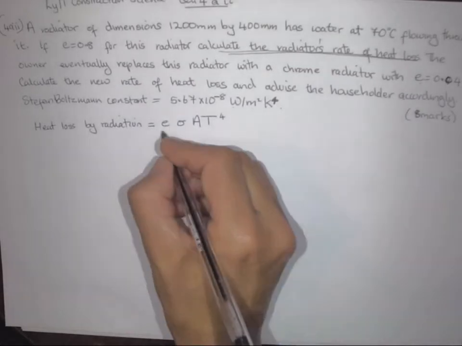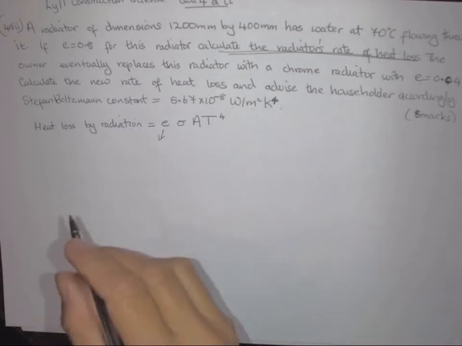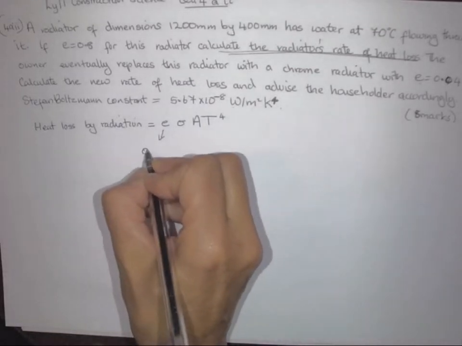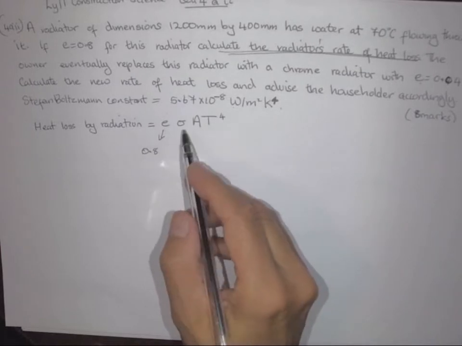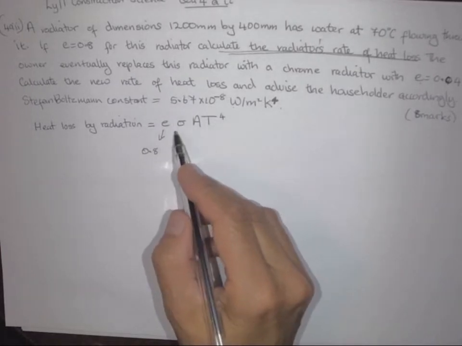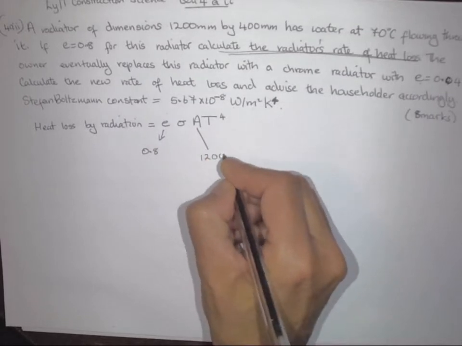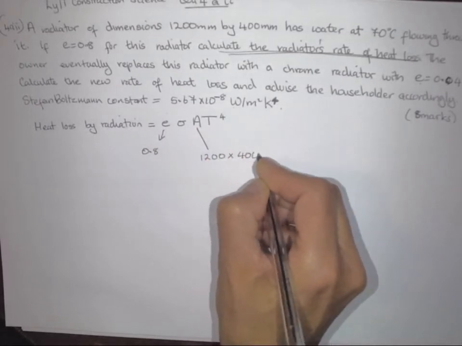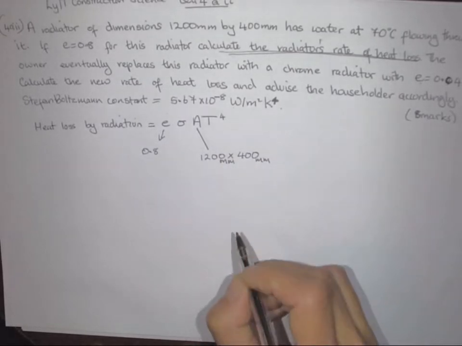So E stands for the emissivity. That's how effectively the material will release heat. That's going to be 0.8. There are no units for it. Sigma, you may not know yet. A is a cross-sectional area, so that's going to be the 1200 millimeters by the 400 millimeters, but this is in millimeters, so we're going to have to change those units.